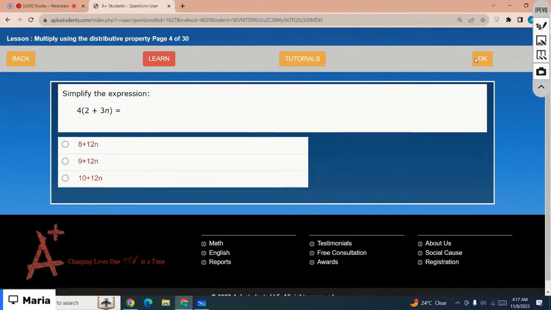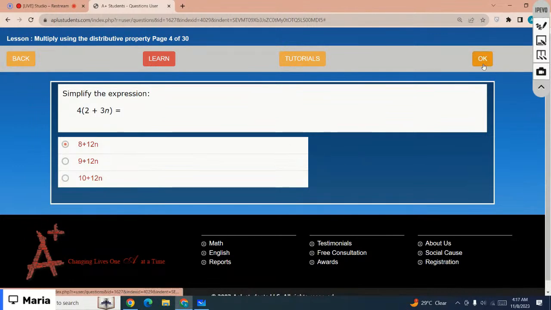Okay, the next one is simplify the expression. You have to do 4 times (2 plus 3n). So which is the correct option? So you have to do 4 times 2, that is 8. Then you have to do 4 times 3. So 4 times 3 is 12. So it is 8 plus 12n, and option number 1 is the correct option.